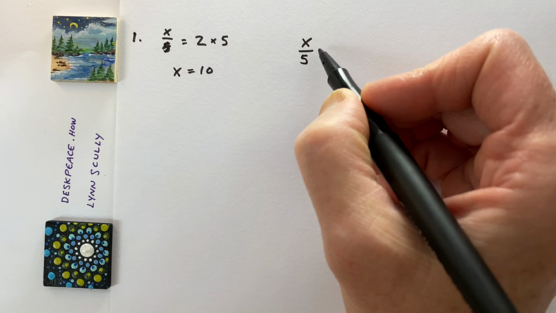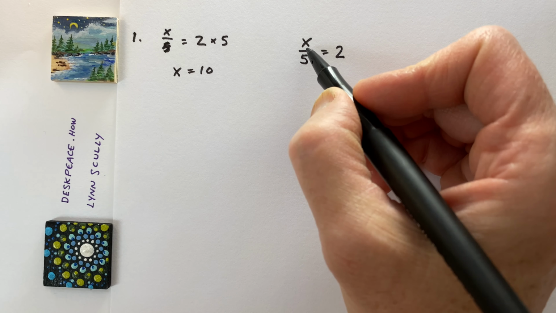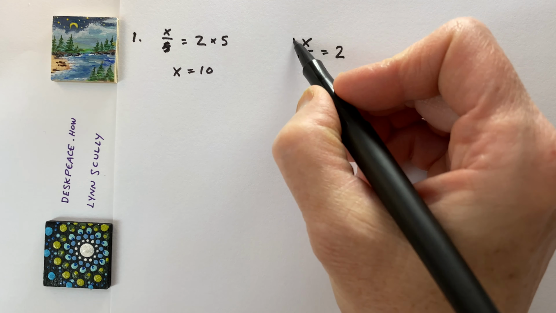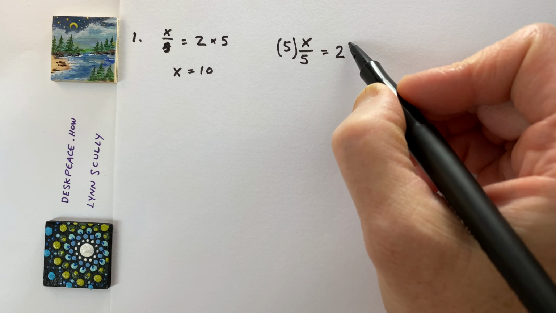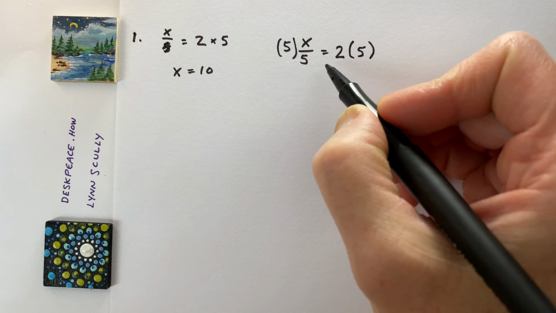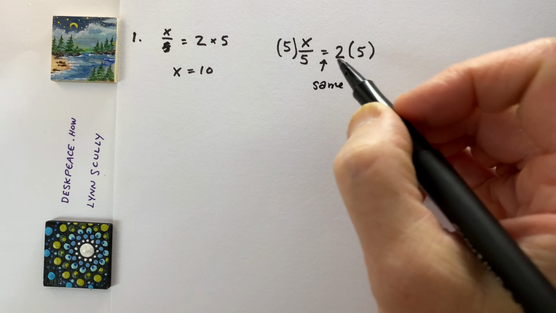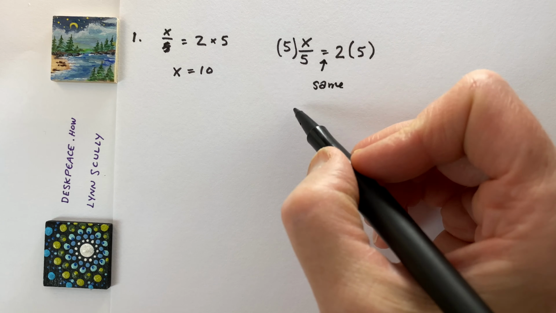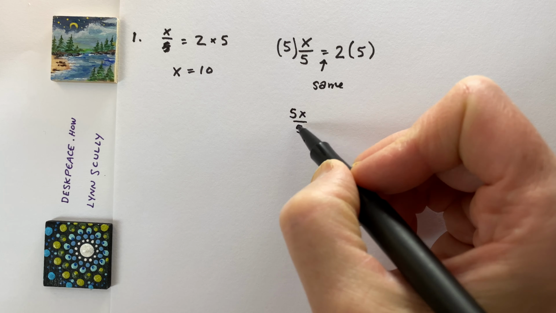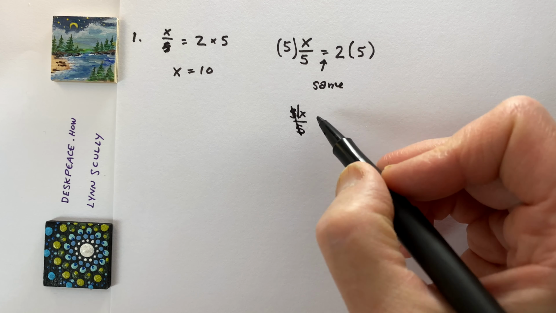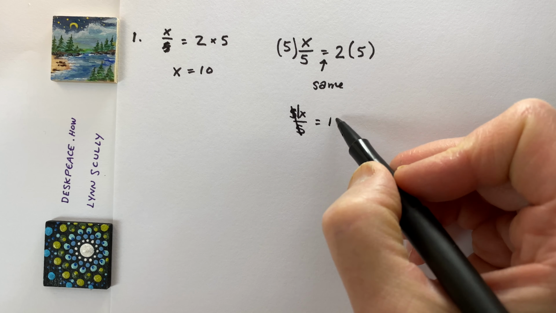If I have x over 5 equals 2, and I want to get the x alone, and alone means with like a coefficient of 1 in front of it. If I multiply it by 5, I have to multiply the other side by 5 because equal says everything stays the same on both sides. 5x over 5. The 5's go away and I get 1x. They go away to result in a 1. 2 times 5 is 10.